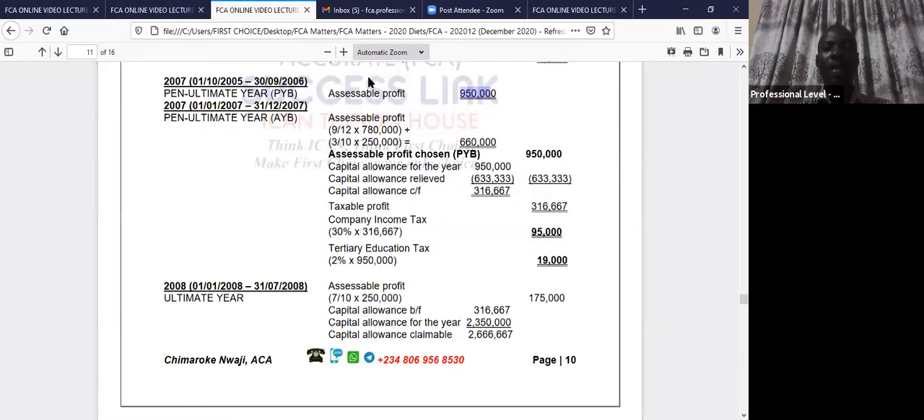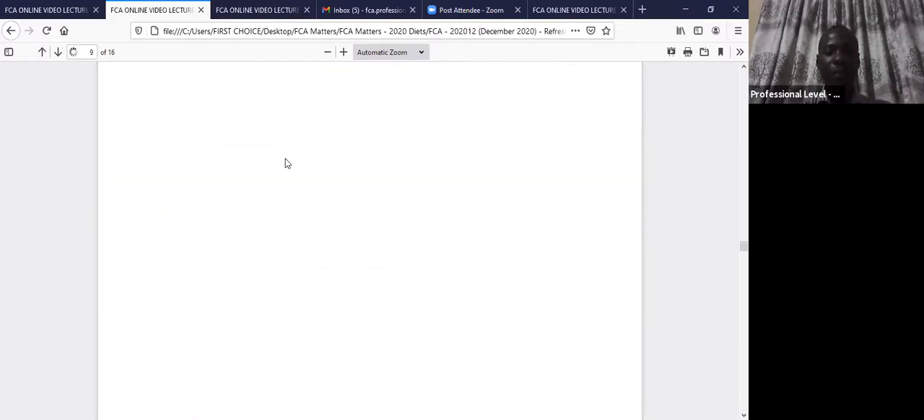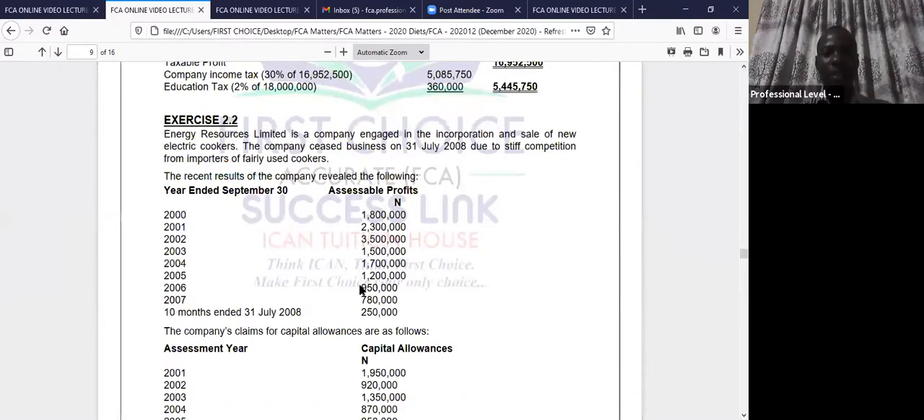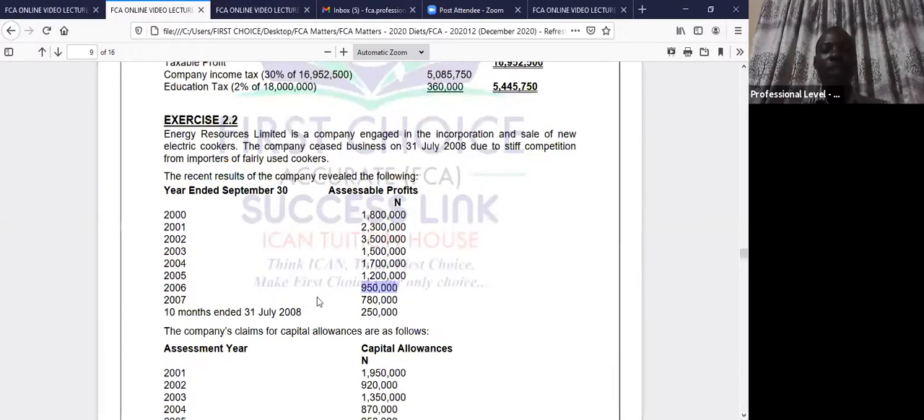The penultimate year is the year, the basis period is ending in September 30th, 2006. So that's 2007 year of assessment. Is this 950 we are talking about? Now, we are not looking at actual year basis. We look at January 1 to December 31st. So you ask yourself, where can I find January 1, 2007 account? You can find it here.